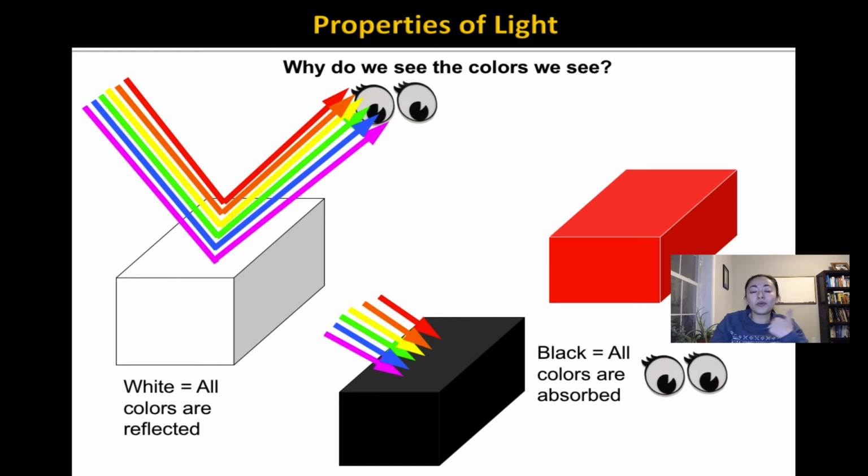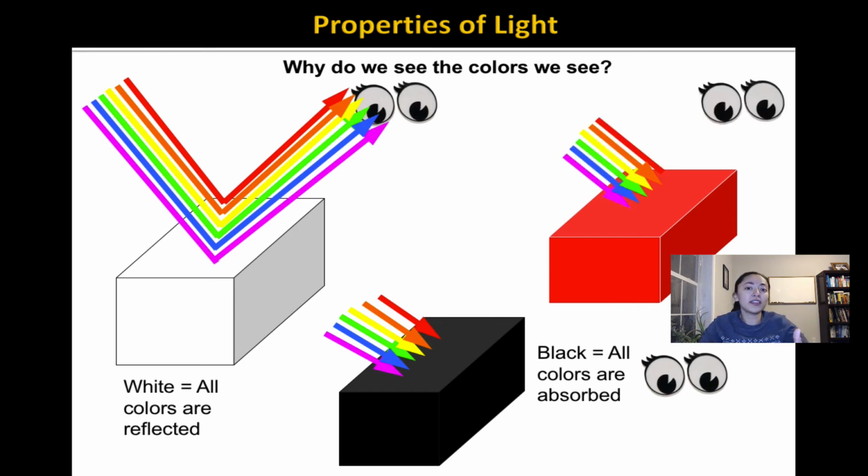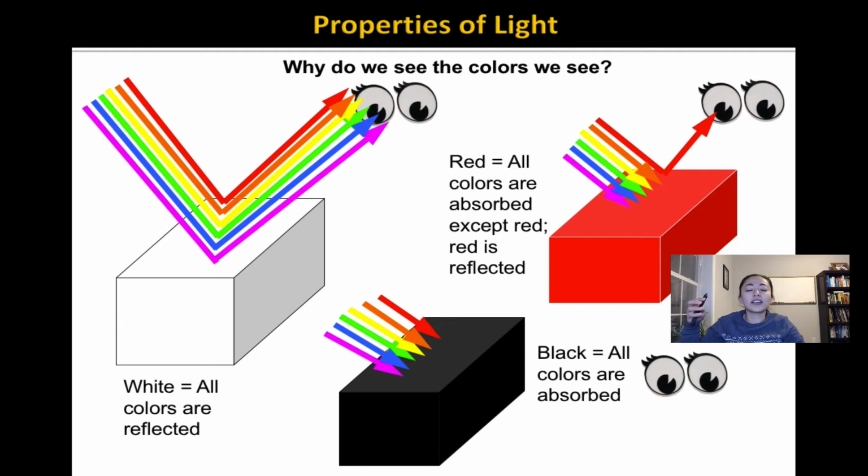However, when we see something that looks red, what is happening is that all the wavelengths of light are hitting that object, and all of them are absorbed except the red wavelength. That red wavelength bounces back to our eyes, is picked up by receptors in our eyes, and our eyes see that object as red. So once again, something appears red because all colors are absorbed except for red. Red is being reflected by that object.